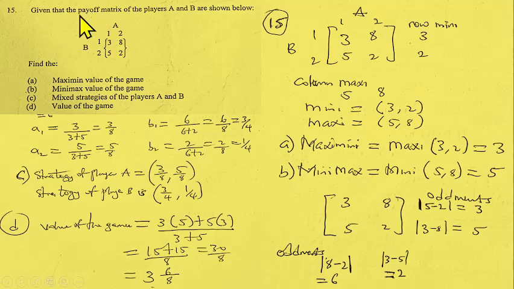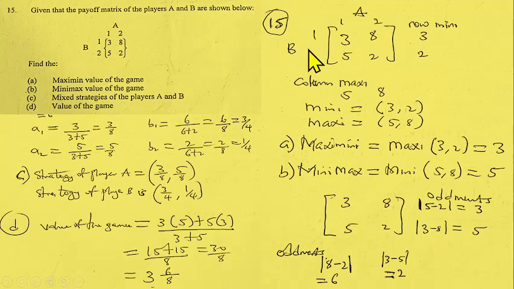We are given that the payoff matrix of the player A and B are shown below. So we have player B having this choice, strategy 1 and 2, player A having strategy 1 and 2 as well, and we have 3, 8, 5 and 2 as this matrix. So we have to find the maximum value of the game, and the minimum value of the game. You have to find the mixed strategy of the player A and B and the value of the game as well. So it's quite simple as well. Now let's go to the question and see how you can solve it.